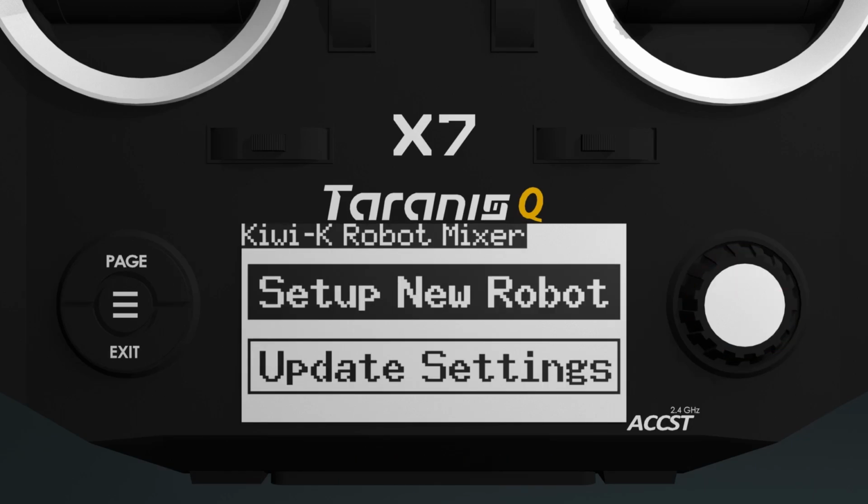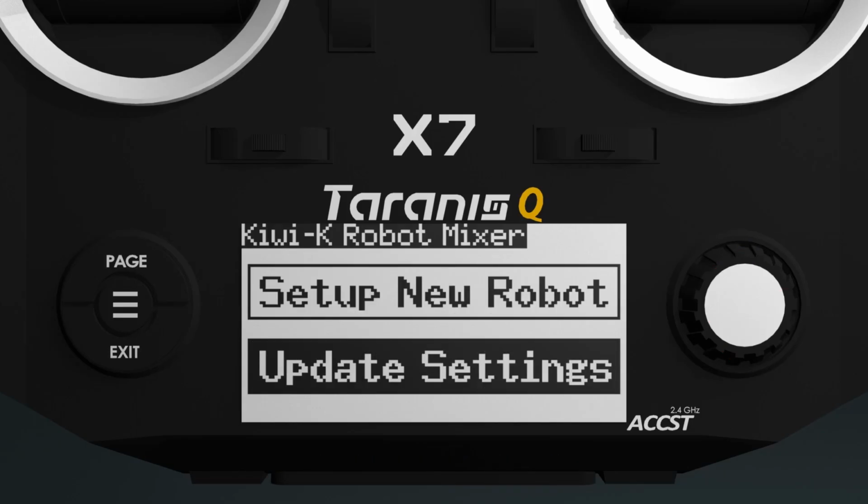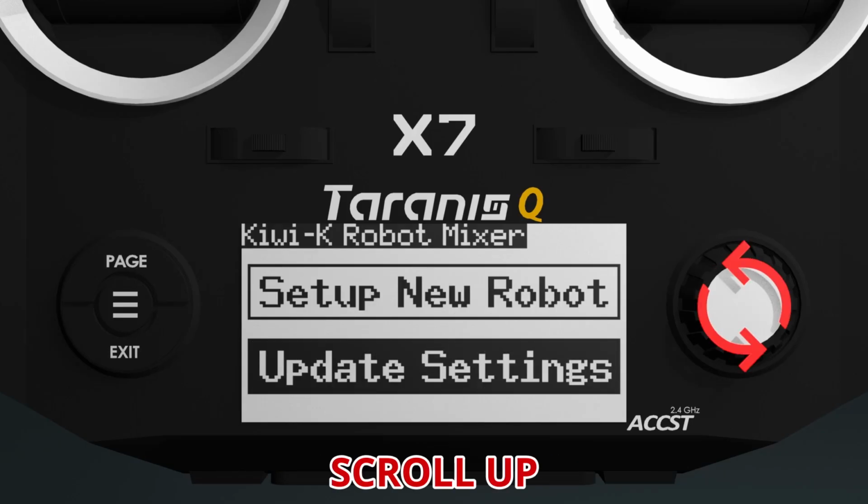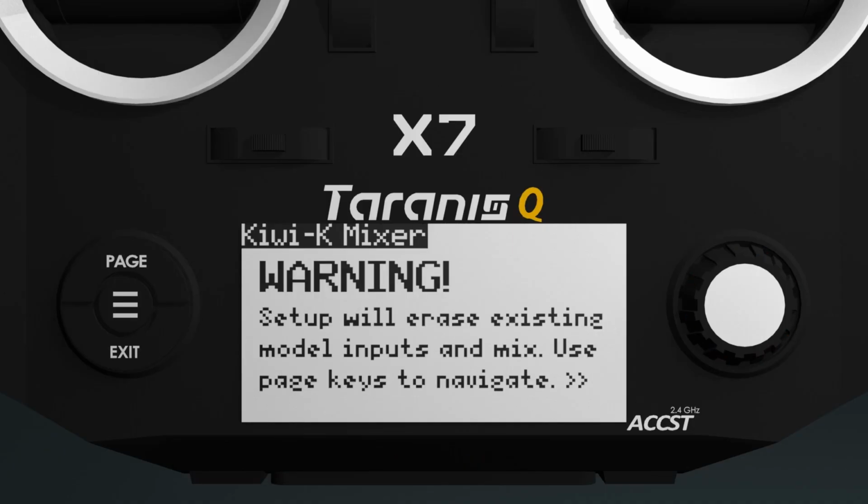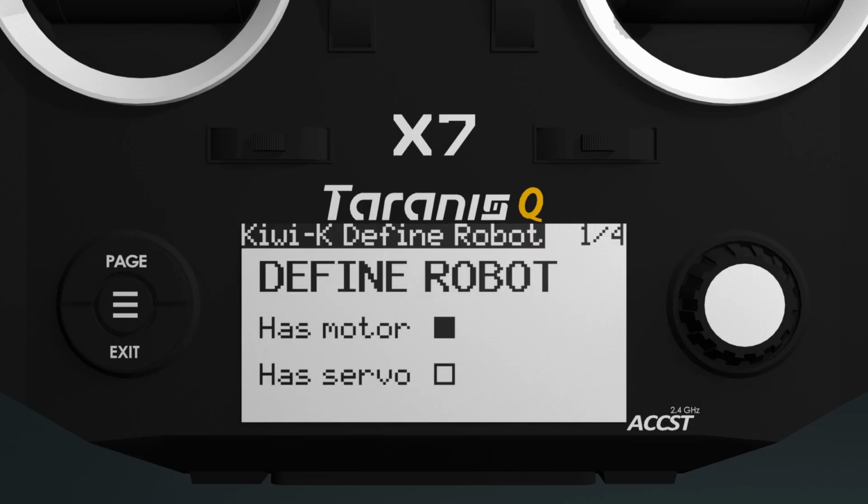The main page of the Quick Mixer gives you two options, one to set up a new model, and the other to edit your model. We want to set up a new model, so we'll select that. The first page is a general warning. Go ahead and read it if it's your first time. We'll press Page to move on for now though.